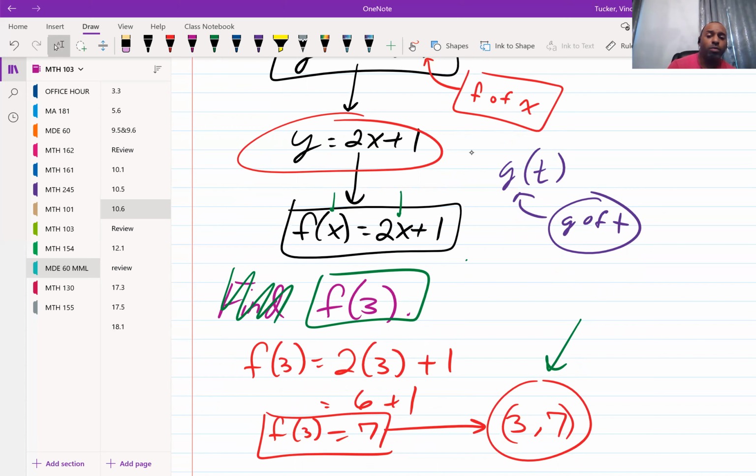Also, f of 3 equal to 7 is the same thing as your ordered pair 3, 7. In other words, 3 is x, 7 is y. I plugged in 3, got out 7. Remember we talked about input versus output, domain versus range, x versus y. So when you plug in 3, we already said that was our x. We got out y, which is 7.